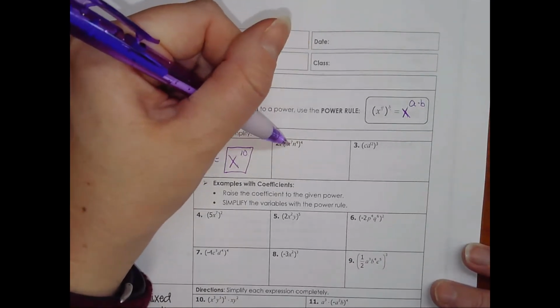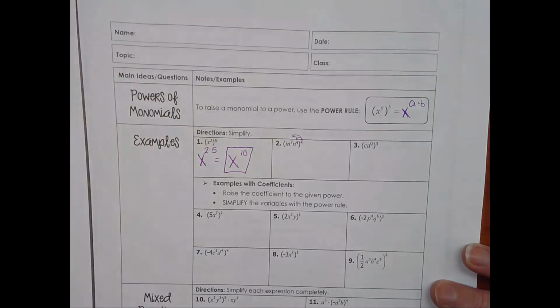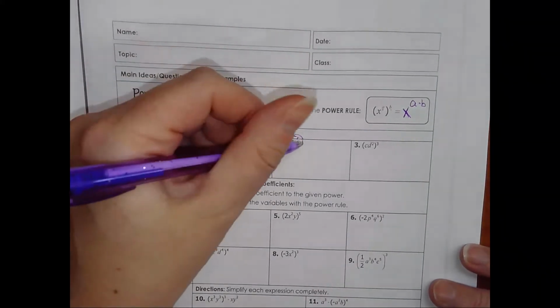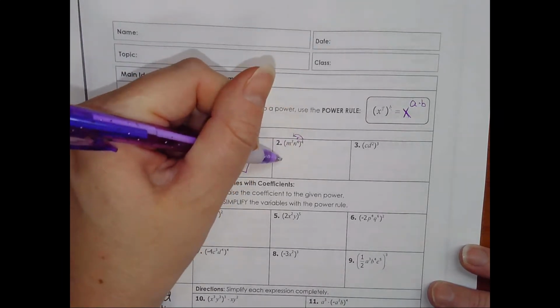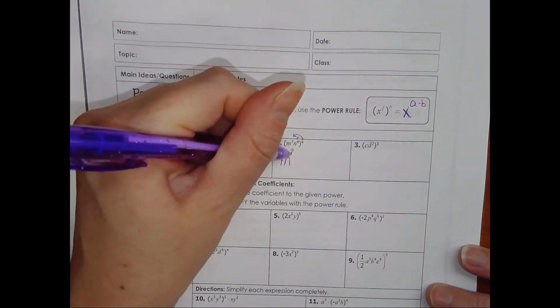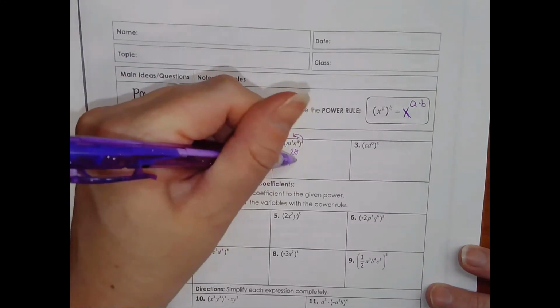Here we have two things going on in here, so you actually distribute the exponent using multiplication. When we distribute m to the 7th to the 4th, you're going to do 7 times 4, which is 28. N to the 4th, 4 times 4 is 16.